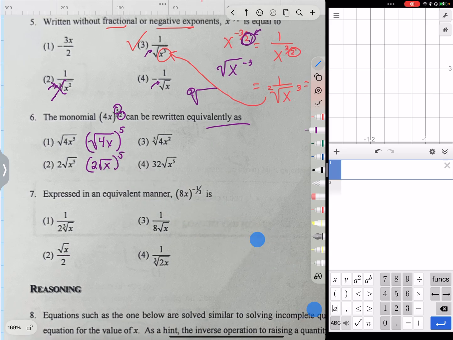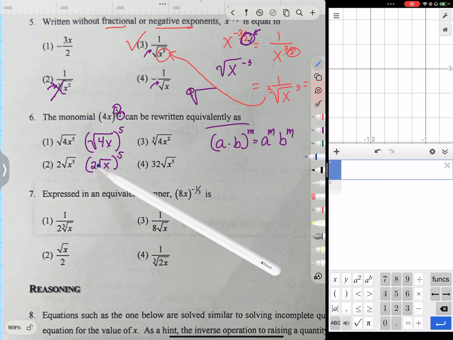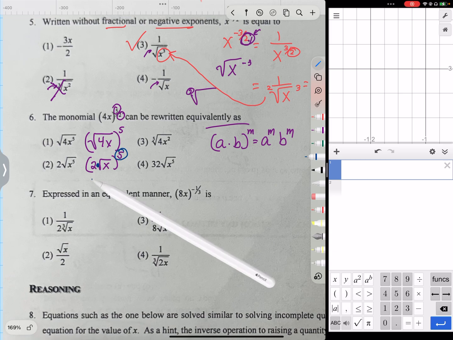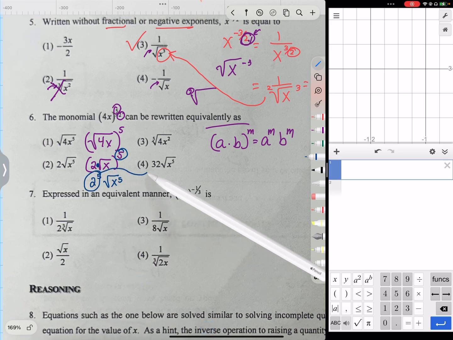Now you have a rule for this. When you have multiplication and it's raised to a power, each thing gets raised to that power. And so I've got multiplication here. That's 2 times root x, and it's all to the 5th. So each thing gets raised to the 5th power. And 2 to the 5th, we've seen that one is a 32. And then there's your x to the 5th.